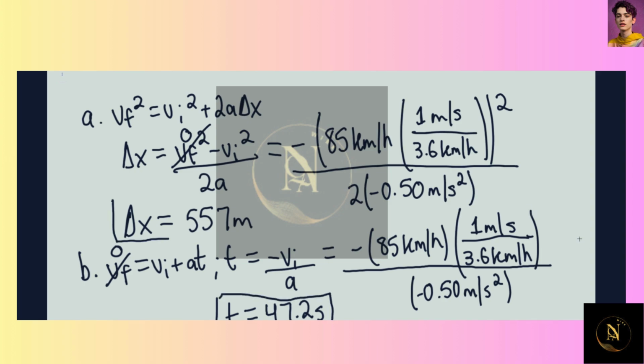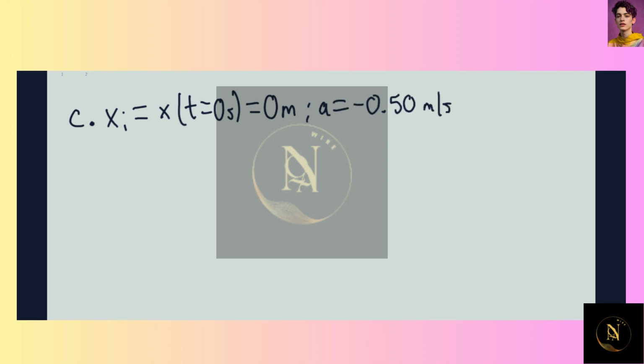The time it takes to stop, the total distance traveled when it's trying to stop, and then for part C, they want the distance traveled in the first second and the 5th second. So for part C, we can say that x initial would be equal to x at t equals 0 seconds, which of course would be 0 meters. And we can say that again, a is going to equal negative 0.50 meters per second squared. And again, the initial velocity is 85 kilometers per hour.